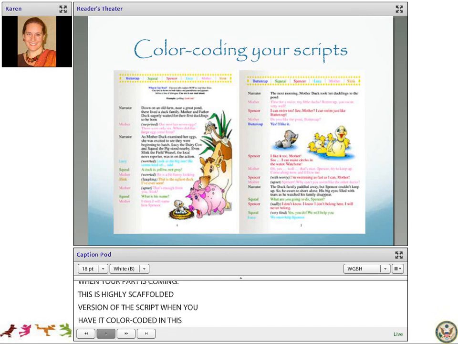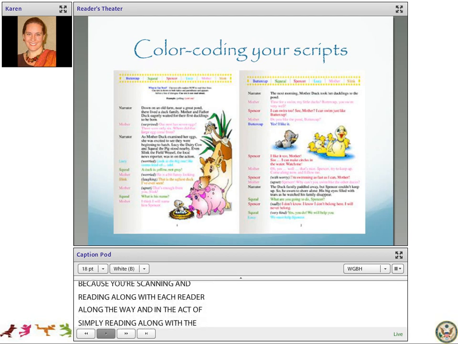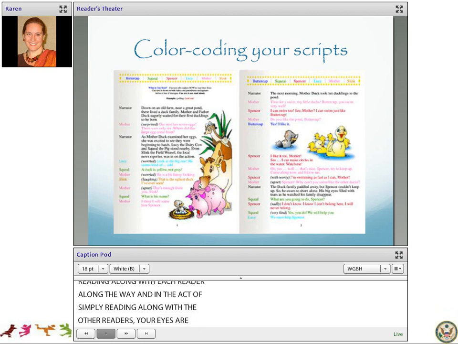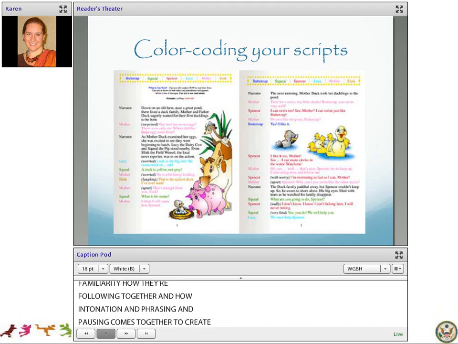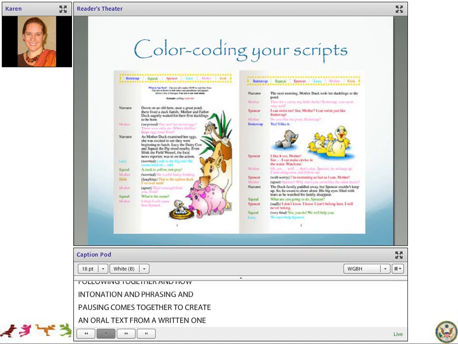But when you don't have it color-coded, the reading fluency comes in because you're scanning and reading along with each reader along the way. In simply reading along with the other readers, your eyes are scanning those words over and over and gaining a familiarity with how those words are delivered together, phrases that fall out together, and how intonation, phrasing, and pausing come together to create an oral text from a written one. So in the act of scanning along as your friends read the script, you are developing a form of reading fluency that leads to faster reading.